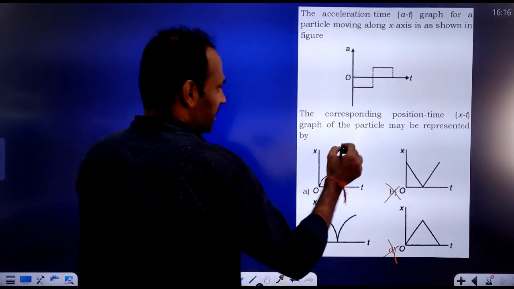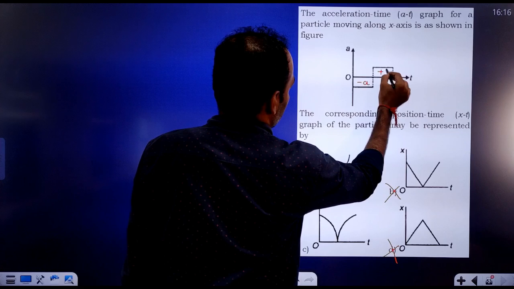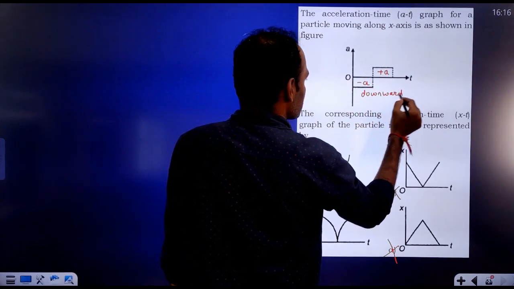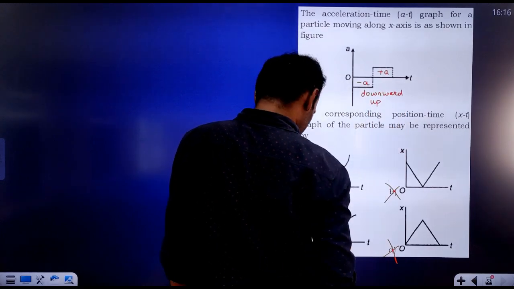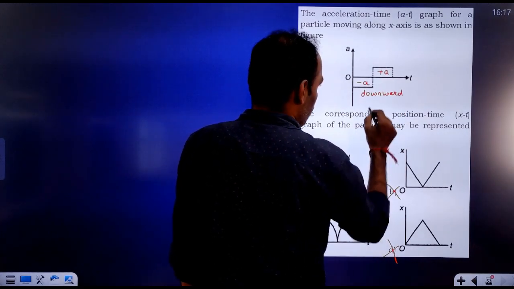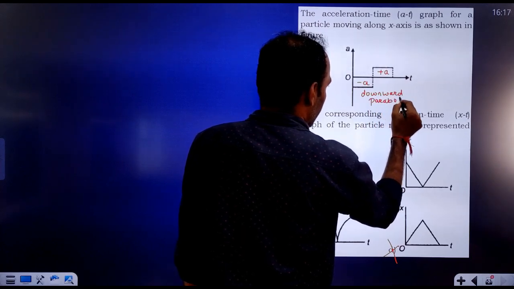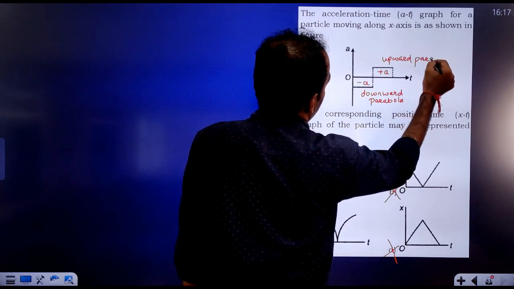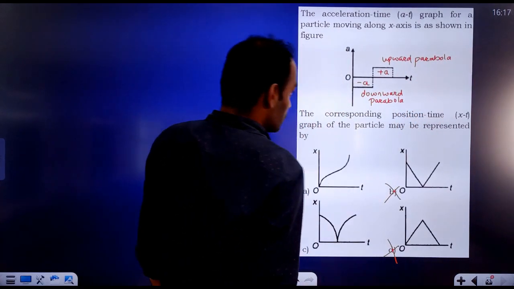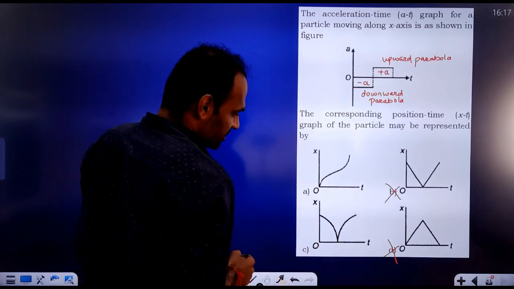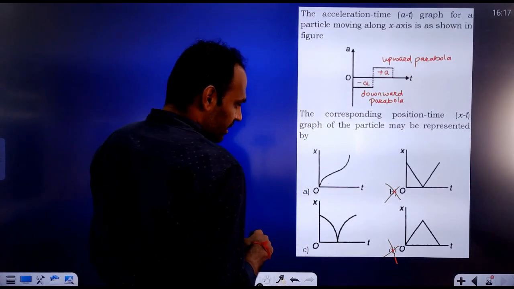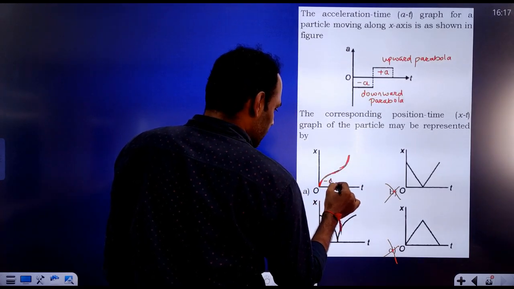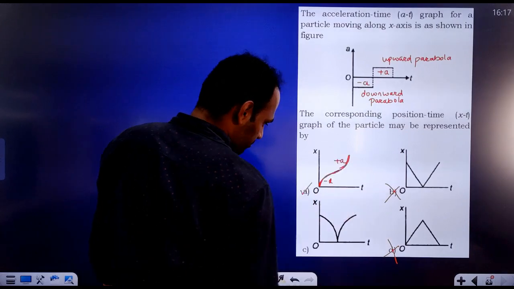First, look here: acceleration is negative, and then acceleration is positive. If acceleration is negative, the x-t graph will be a downward parabola, and if acceleration is positive, it will be an upward parabola, right? So first it should be downward, then upward. First a downward parabola and then an upward parabola. Here acceleration is negative, here acceleration is positive. So option A will be correct.